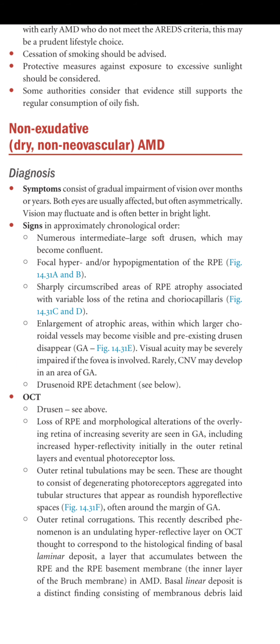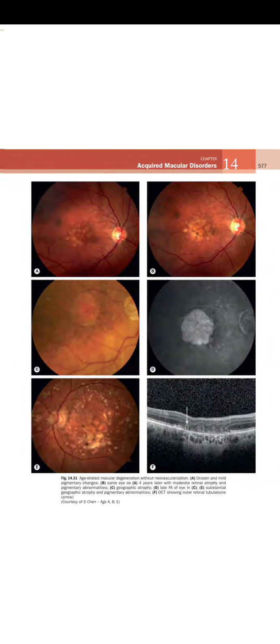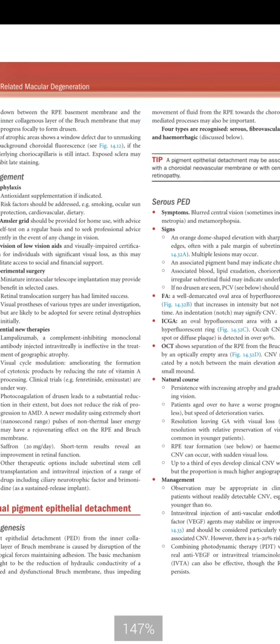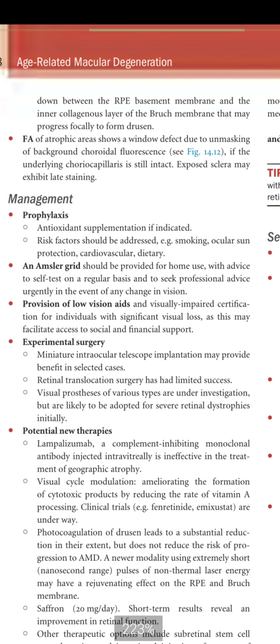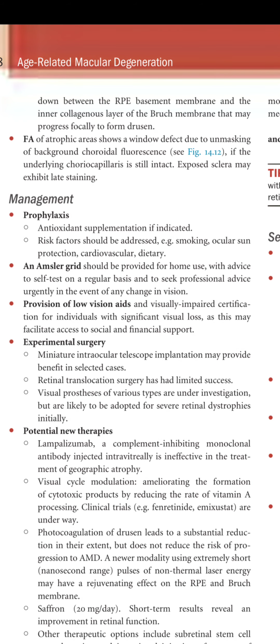Outer retinal corrugation: this recently described phenomenon is an underlying hyperreflective layer on OCT thought to correspond to the histological finding of basal laminar deposit, a layer that accumulates between the RPE and the RPE basement membrane, the inner layer of the Bruch membrane in AMD. Basal linear deposit is a distinct finding consisting of membranous debris laid down between the RPE basement membrane and the inner collagenous layer of the Bruch membrane that may progress focally to form the drusen.